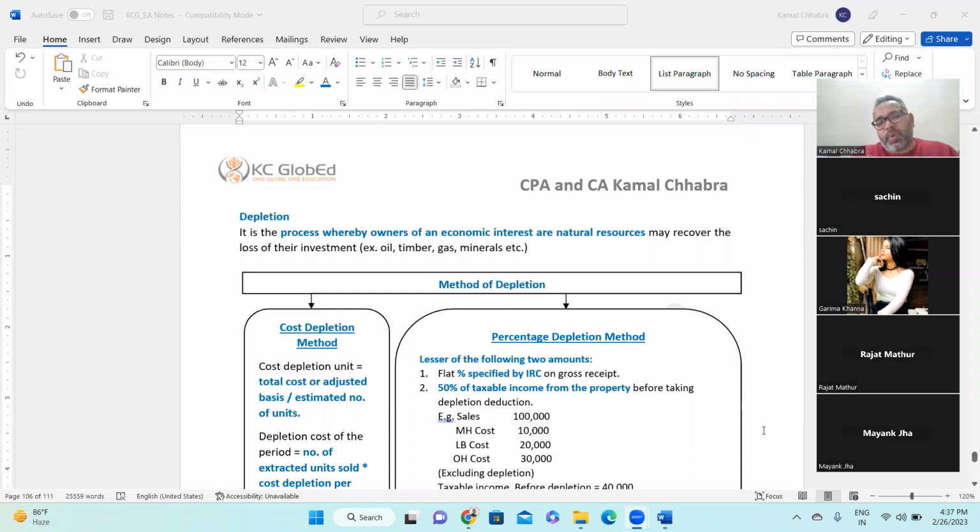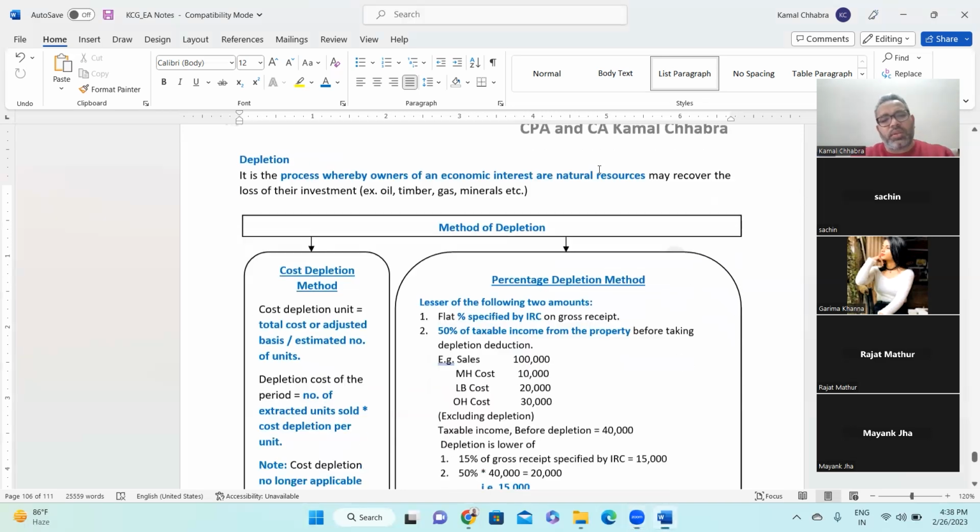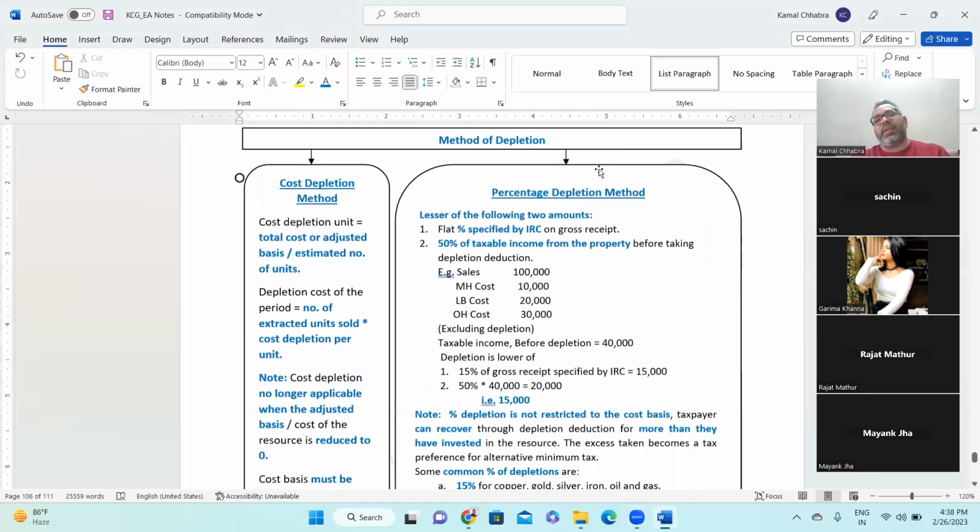It is the process whereby owners of an economic interest in natural resources may recover the loss from their investment, like oil, gases, minerals, timber, coal, etc. There are two methods given for depletion. The first one is the cost depletion method, and the second one is the percentage depletion method.